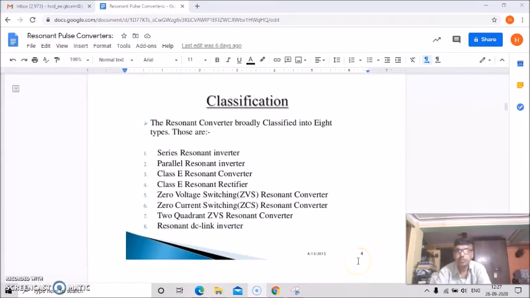And these are classified into 8 broad classes: series resonant inverter, parallel resonant inverter, class E resonant converter, class E resonant rectifier, zero voltage switching ZVS resonant converter, zero current switching ZCS resonant converter, two quadrant zero voltage switching resonant converters, and resonant DC link inverters. So that will cover the entire content of this unit.